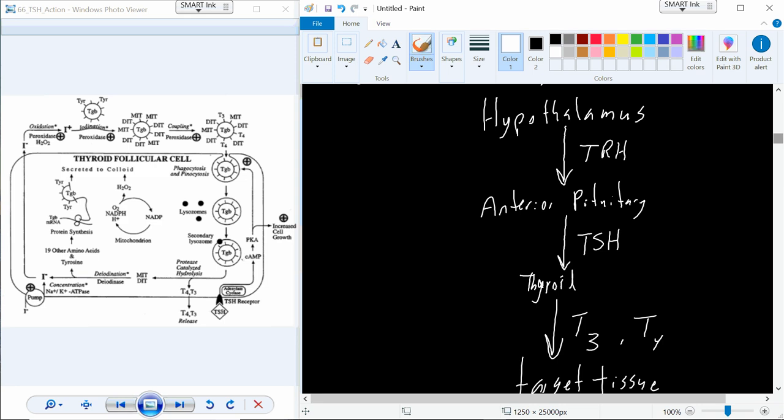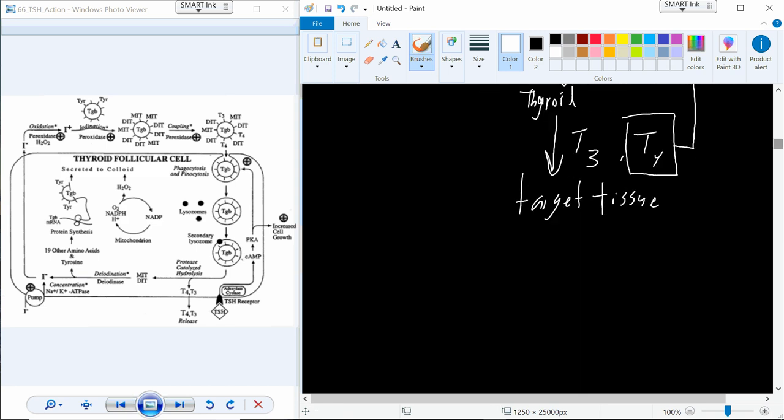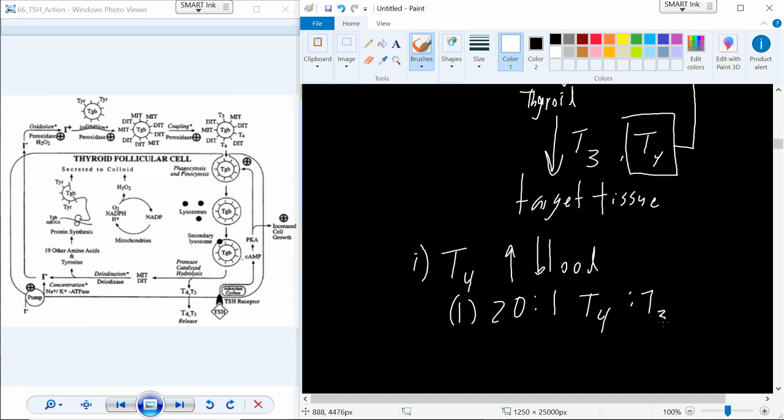So target tissue, T3, T4, TRH, TSH, our feedback is actually going to stem from T4. So T4 will have a negative influence on TRH release and a negative influence on TSH release. T3 does not have the same feedback mechanisms as T4 on regulating the whole system. And so we end up releasing both T3 and T4 when we stimulate the thyroid, which results in a much higher amount of T4 in the blood. It ends up being a 20 to 1 T4 to T3 ratio under normal physiological circumstances.